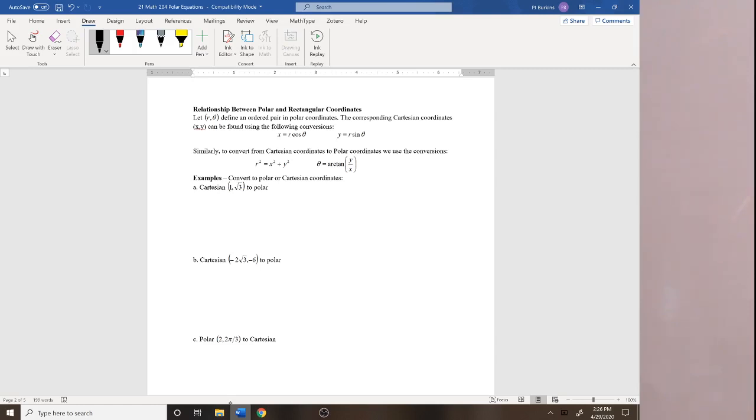But now we want to know how can we change from one coordinate system to another. So before I continue, is everyone okay with if I just write on the sheet as opposed to working on the board today?